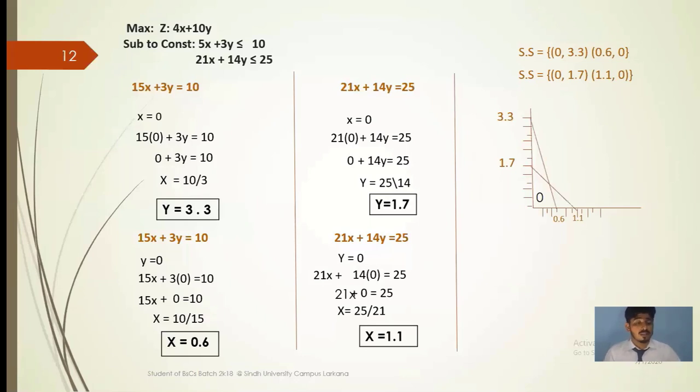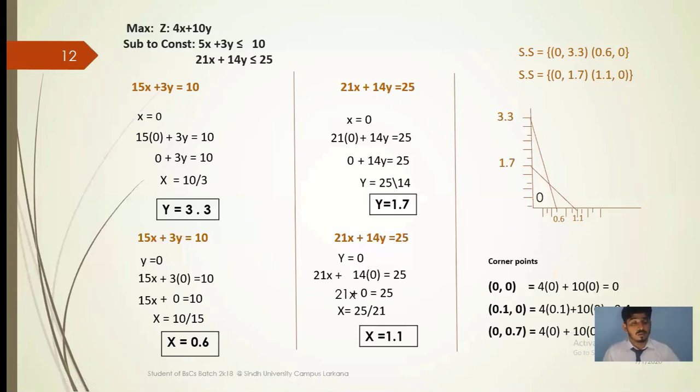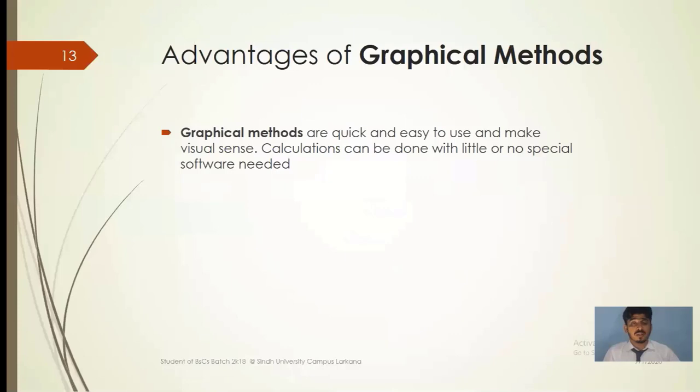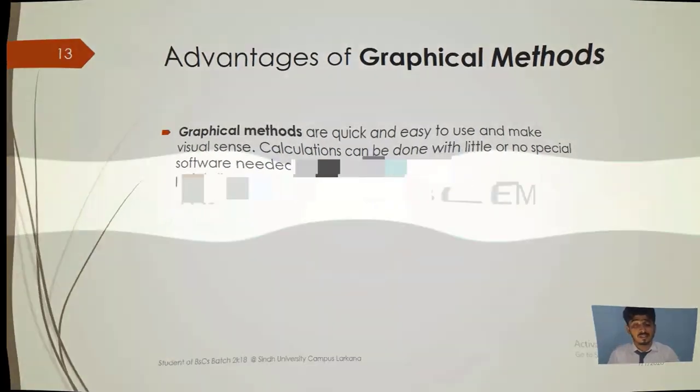After making the graph, we find the corner points of the graph. So these are the corner points of the graph, and now we put all the values into the objective function. We have these corner points. The maximum value, 7, satisfies the objective function. Advantages of the graphical method: graphical methods are quick and easy to use and make visual sense. Calculation can be done with little or no special software.